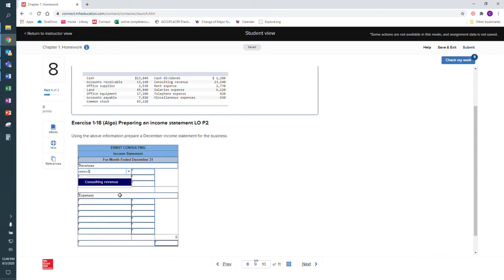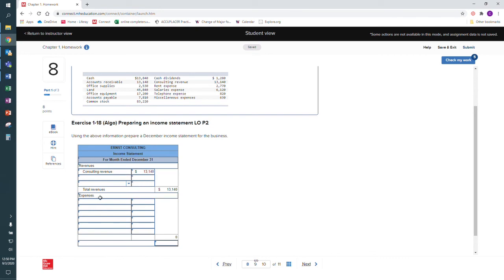We can start typing consulting, or scroll down, and we're going to put the amount, $13,140. There's no other revenue up here. See that there are extra revenue boxes? That does not mean you have to put something in there. It's just giving you room, almost to trick you a little bit, so it's okay to leave these blank.